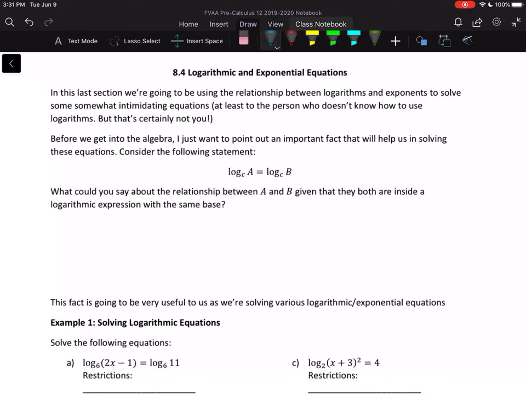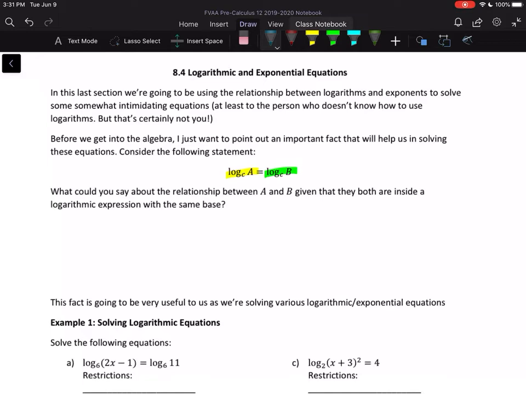Before we get into the algebra, I just want to point out an important fact that will help us in solving these equations. Consider the following equation. Here we have log base c of A equals log base c of B. And so what can you say about the relationship between A and B, given that they are both inside a logarithmic expression with the same base?